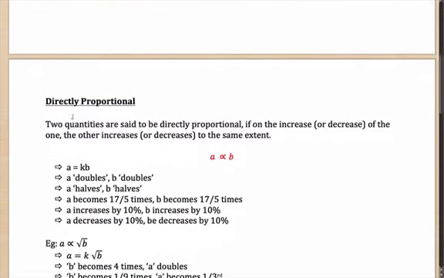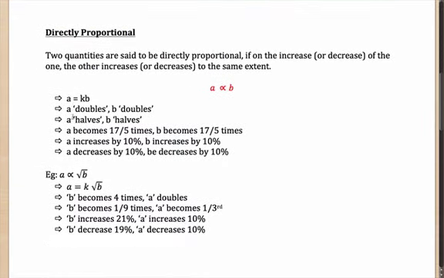To begin with, what exactly does directly proportional mean? Well, two quantities are said to be directly proportional to each other if, on the increase or the decrease of one, the other one increases or decreases. It is typically represented like this, where A is proportional (this is the proportionality sign) to B, or A is equal to KB. K is my proportionality constant.